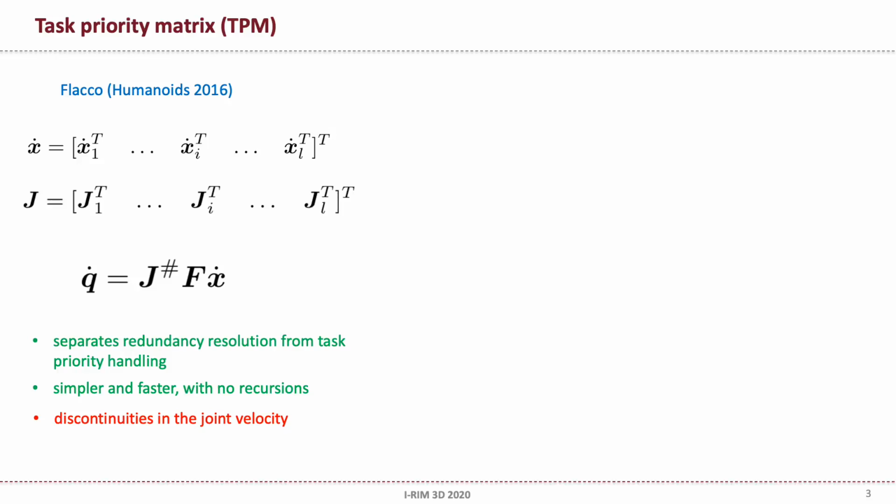The task priority matrix method, TBM, has been proposed by Flacco to separate redundancy resolution from task priority handling. In this case, any change in the task priority structure requires only to modify the TBM matrix, F, which contains a compact but complete information on the different task dependencies. Note that the TBM method returns exactly the same solution obtained by the null space projections.